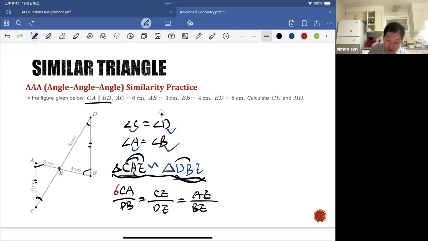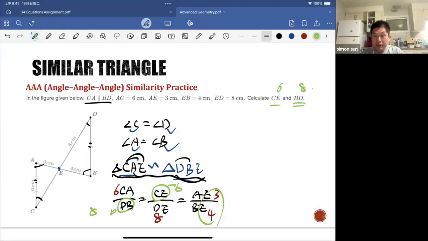Okay, let's plug in the numbers. AC is 6, AE is 3, BE is 4, ED is 8. Now we need to calculate CE and BD, right? We already know the side ratio is 3 to 4, right? So CE here would definitely be 6, because we want the ratio to be 3 over 4. And for this one, 3 over 4, this one should be 8, right? So CE will be 6 and BD will be 8 for this one.